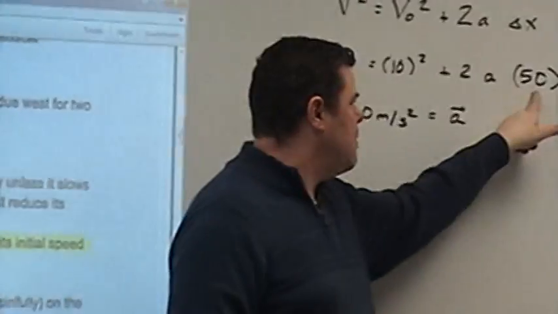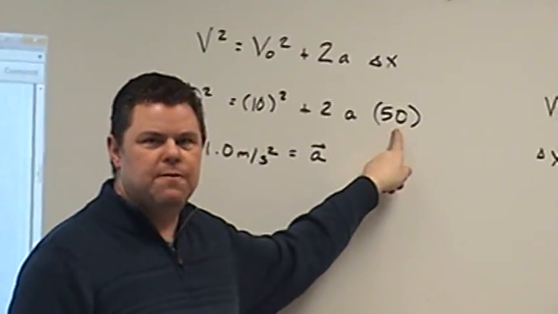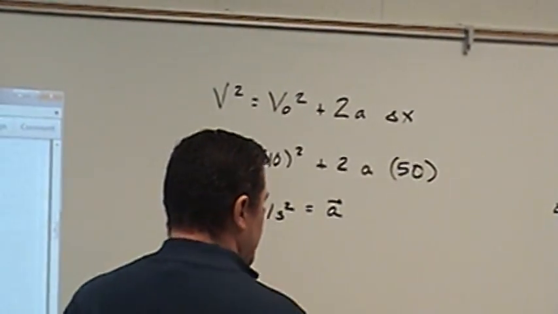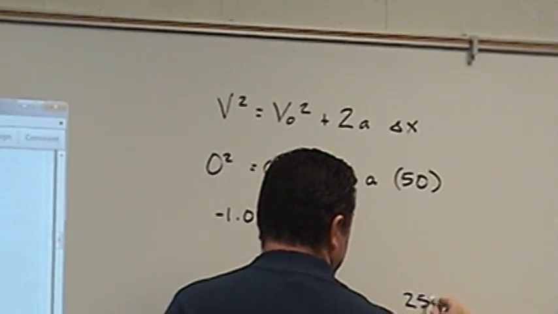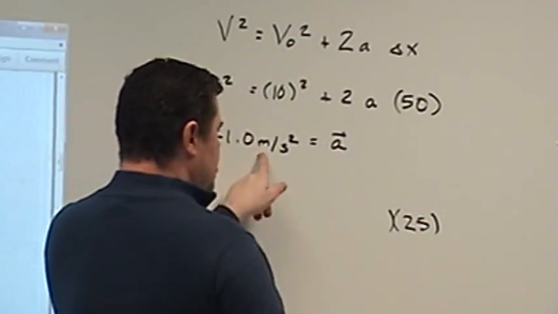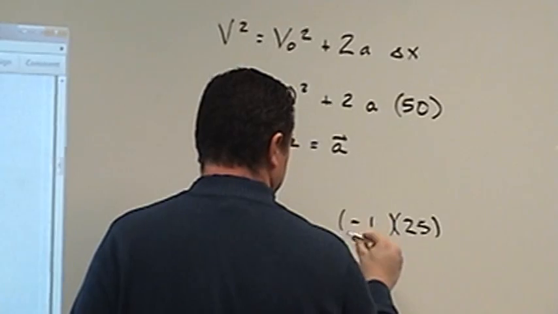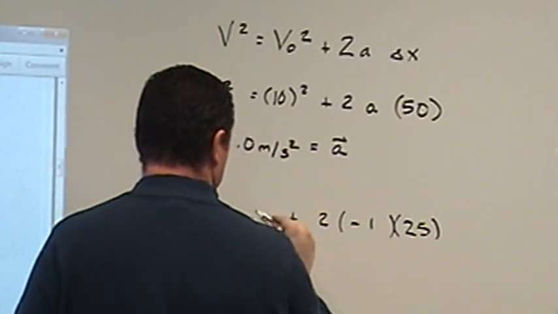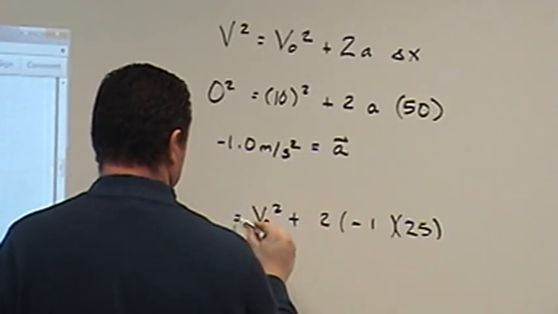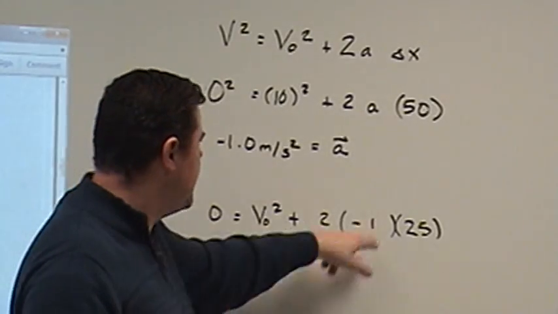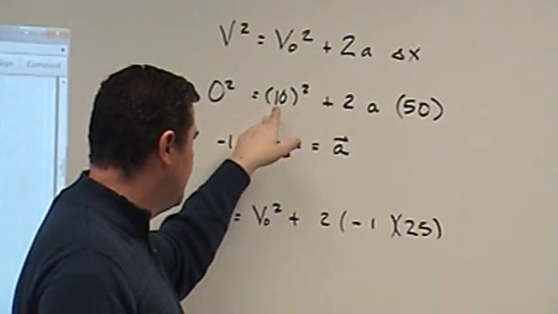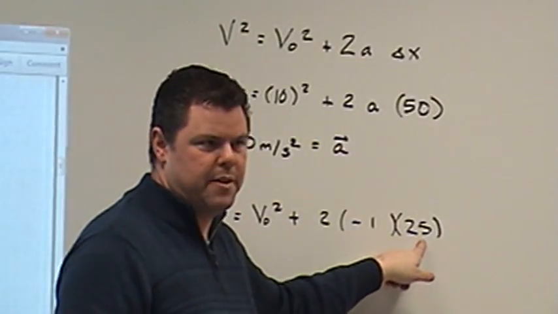Let's use the same numbers, but now I want to find the velocity. If I want to stop in half of the distance, I'm not going to use 50 meters, I'm going to use what? 25 meters. We're going to assume the same acceleration, -1. I plugged everything back in that I did up here, and now I'm going to look for the new velocity if I have half the distance.